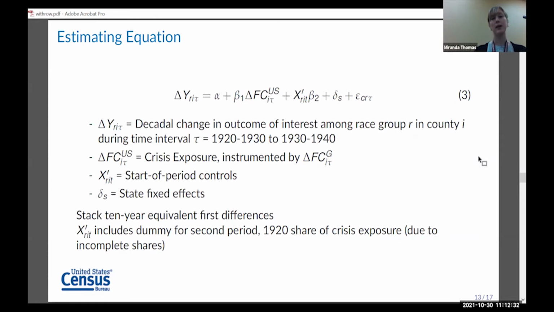Okay, so this is my estimating equation. What I do is I stack 10-year equivalent first differences. Here, delta y is the decadal change in the outcome of interest over time intervals 1920 to 1930 and 1930 to 1940. Delta FC is that standardized crisis exposure measure instrumented by the global prices. X prime is a vector of period controls, and I also include state fixed effects, a dummy for the second period, and the 1920 total share crisis exposure in a county.